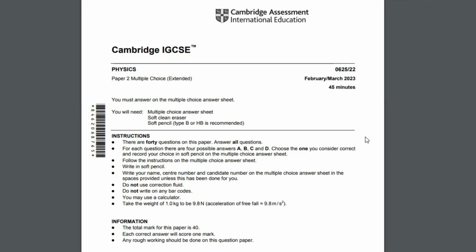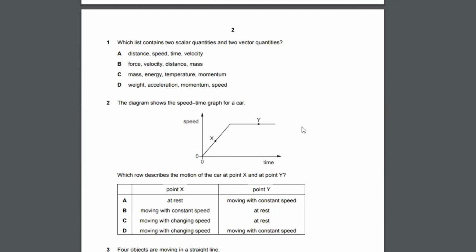Today we will be solving multiple choice questions for physics extended from Feb March 2023. So the first question is, which list contains two scalar quantities and two vector quantities?